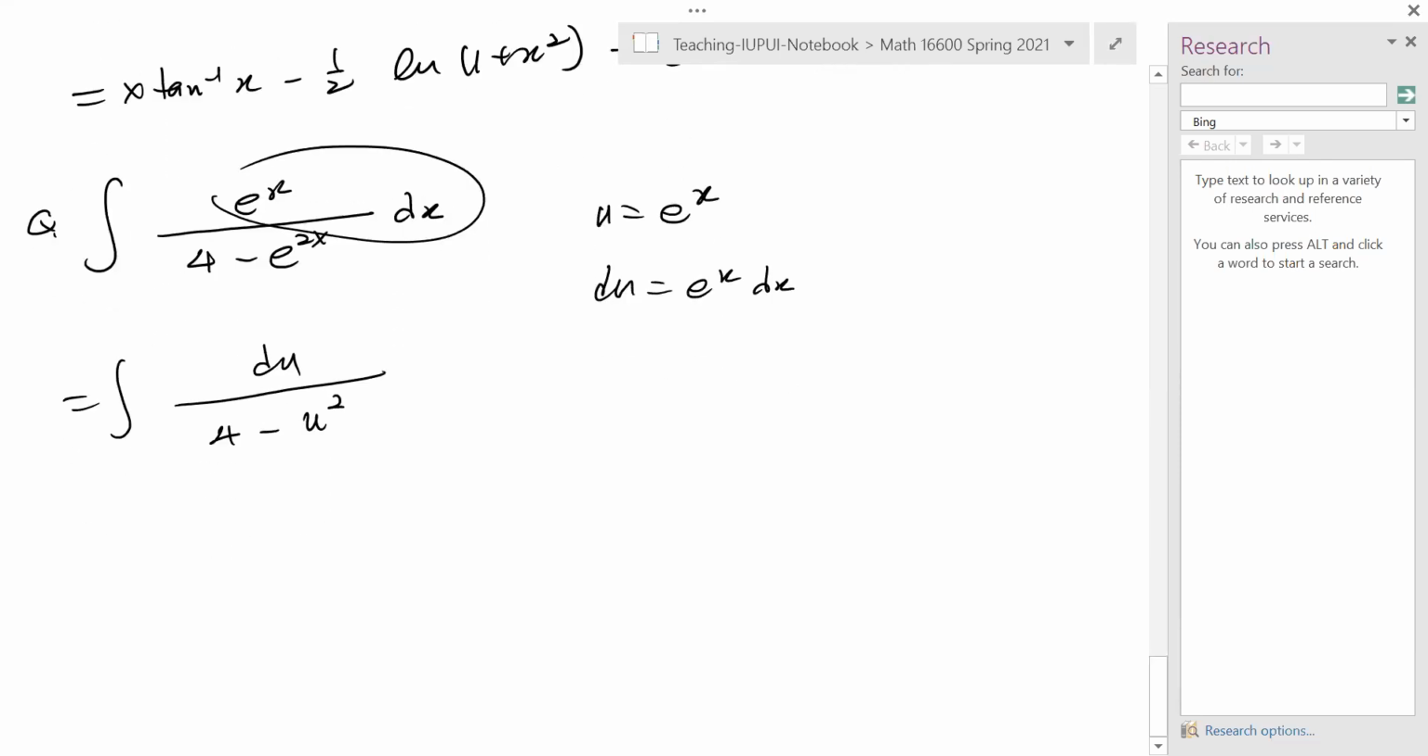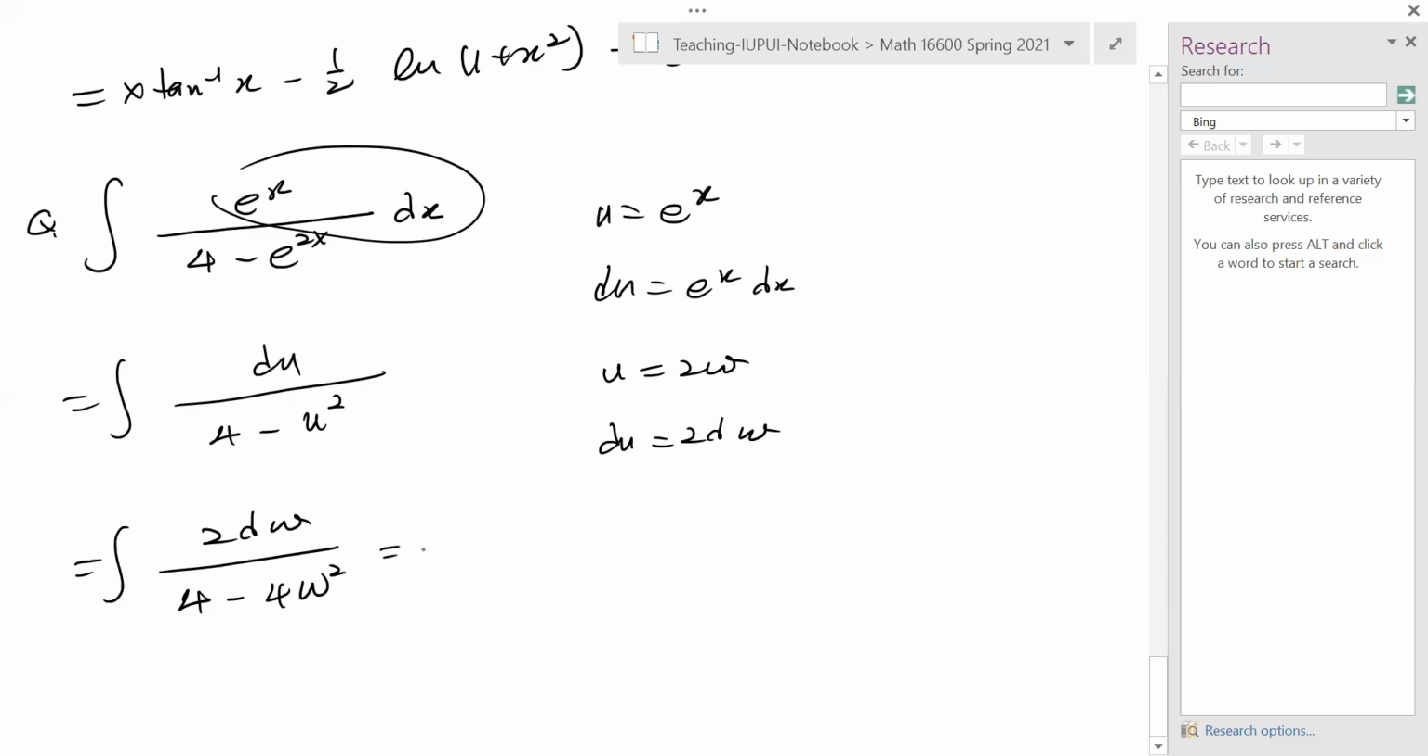And I think you should normalize, you should use another substitution: let u be 2w, so that when you square it you get 4, right? So du equals 2dw, and here 4 minus u squared is 4 minus 4w squared. So after you simplify, you get to the standard form.